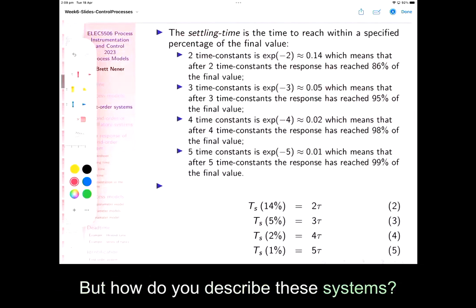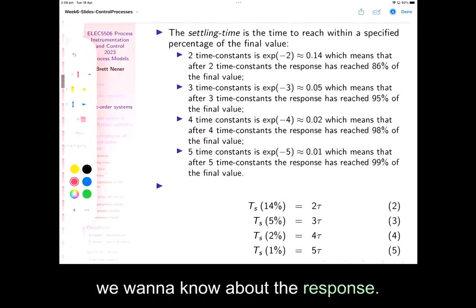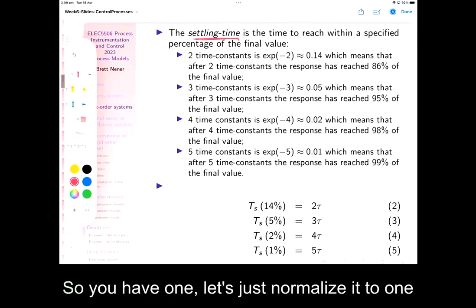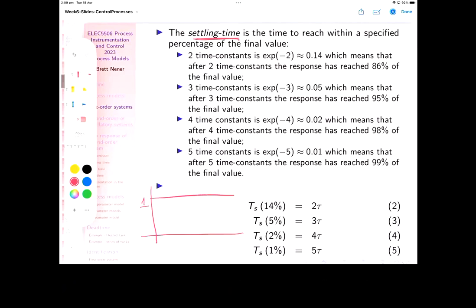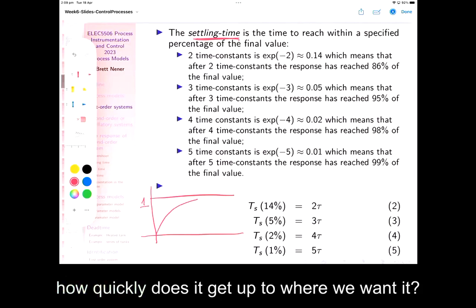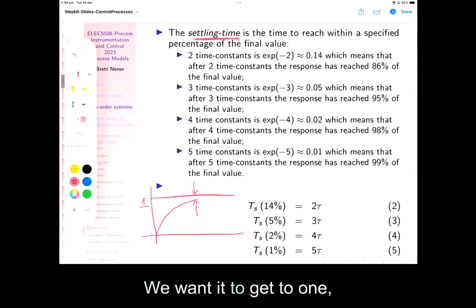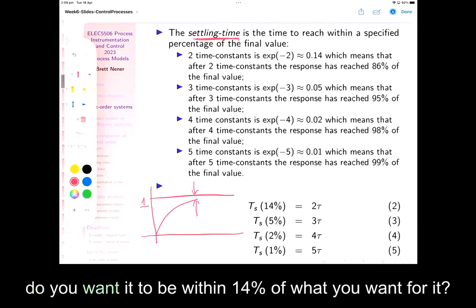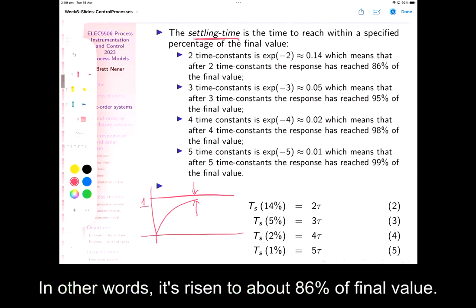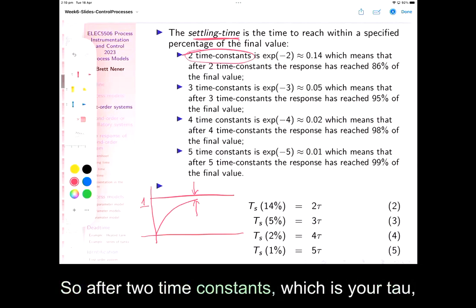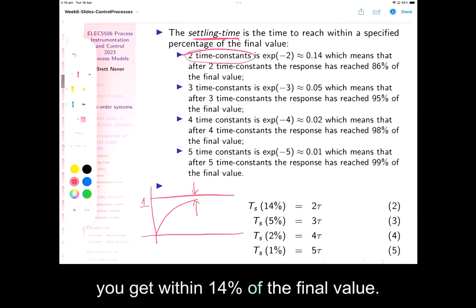But how do you describe these systems? Well, there are a number of things we want to know about the response. One, of course, is the settling time. So how quickly does it get to the desired response? Let's just normalize it to 1, and you want to get it up to 1. It's rising, so how quickly does it get up to where we want it? We want it to get to 1, but it'll only get to 1 after an infinite amount of time. So you ask the question, do you want it to be within 14% of what you want? In other words, it's risen to about 86% of final value. In that case, the settling time is 2 time constants. So after 2 time constants, which is your tau, you get within 14% of the final value.